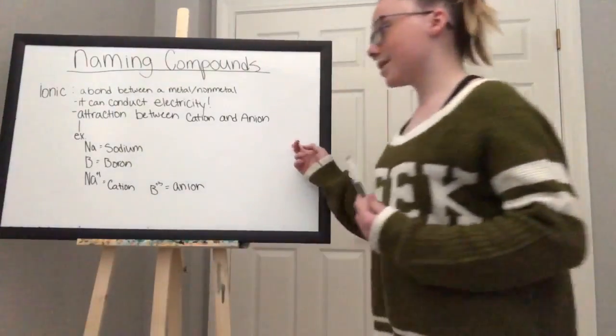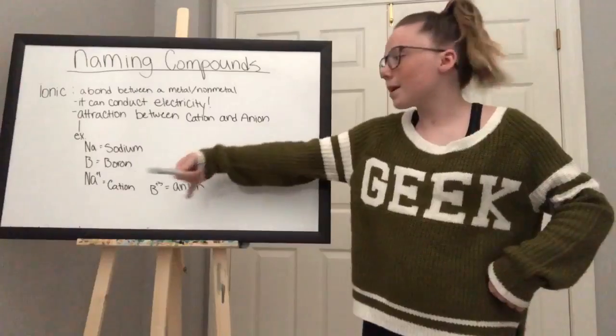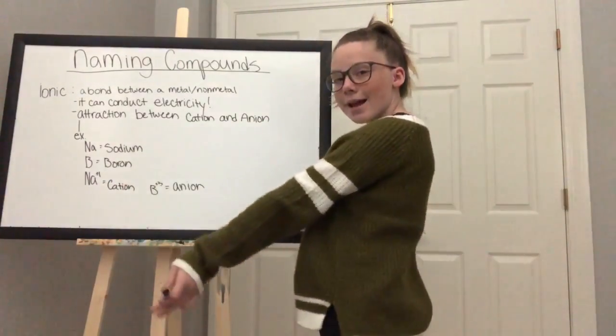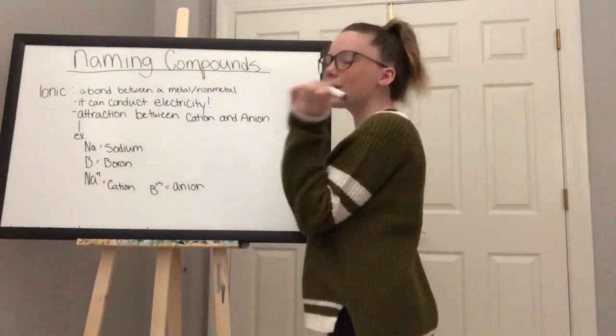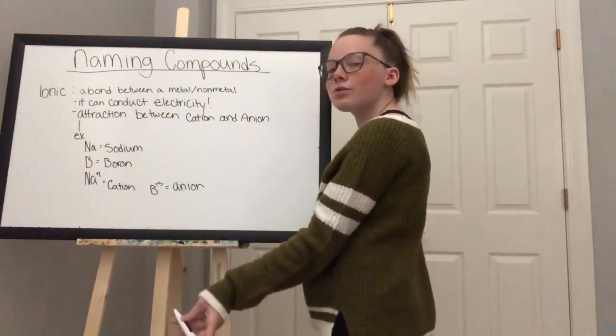An example of the attraction between a cation and an anion: sodium and boron. Sodium, the element Na, is +1, which makes it a cation. Boron over here is +3, which makes it a cation too. I realized I gave y'all incorrect information. Boron is a cation, it's not an anion. An anion would be oxygen, which is -2.